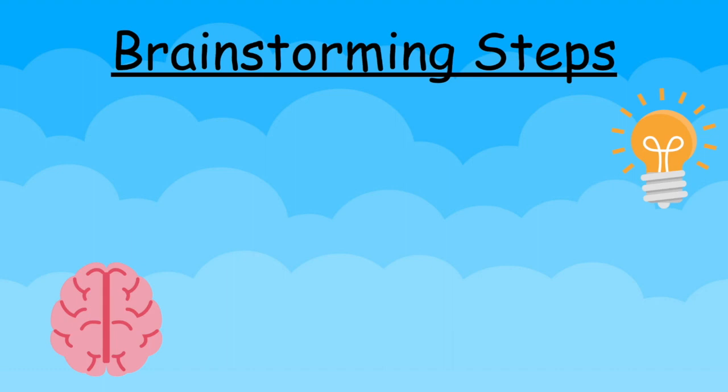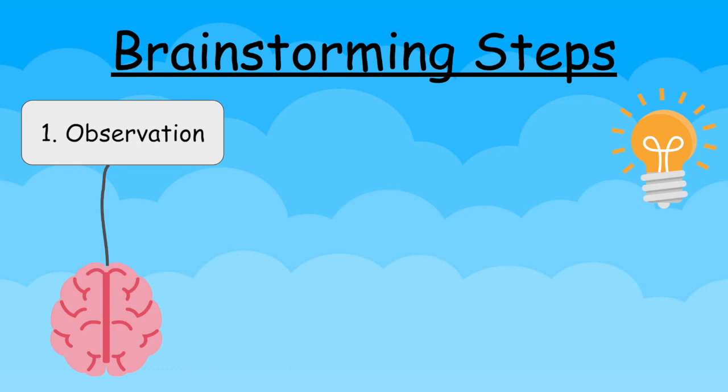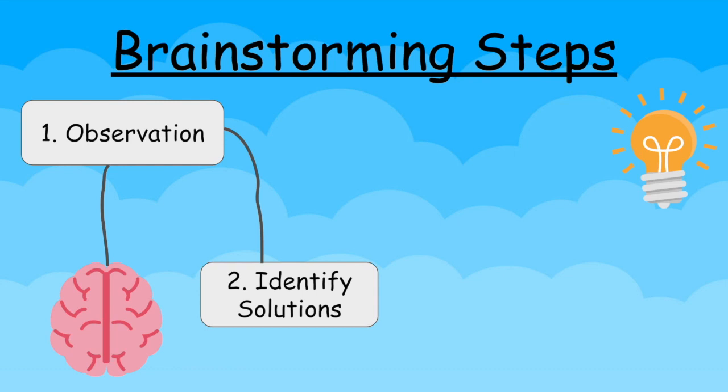Let's go over the steps of brainstorming. So, the first step would be observation. This step is where you observe and define a problem. For example, a problem that I have in my life is not having a quick and easy way to get home from school. Step two would be to identify your solutions.